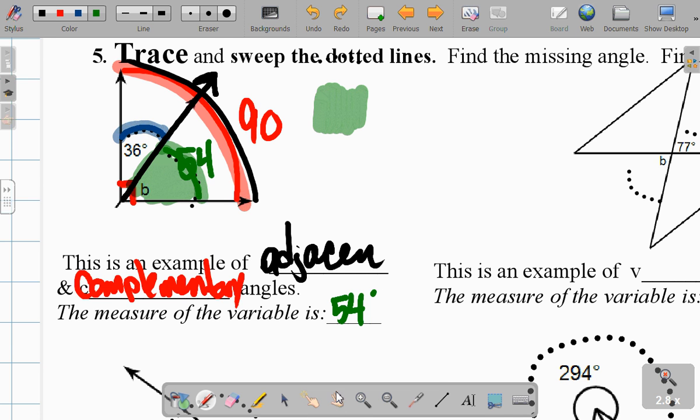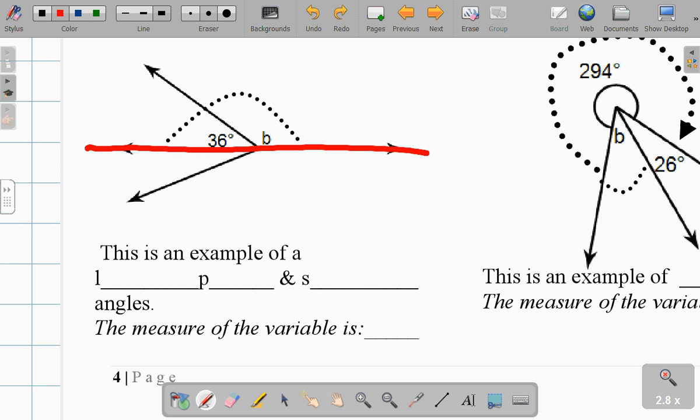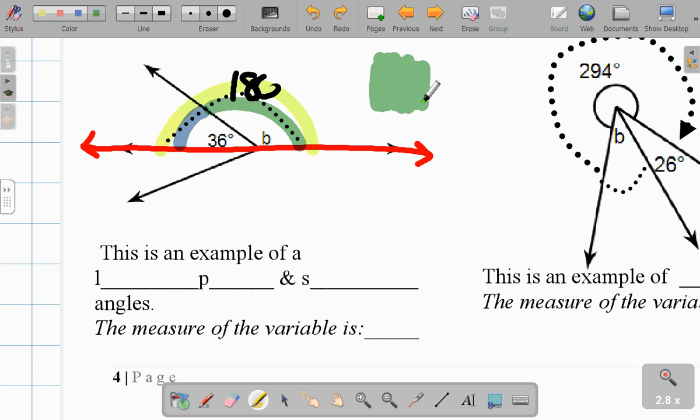We'll do one more. Let's do the one right below it. I'd like you to just physically trace that line. I have it red up here. Physically trace that. Ready? I'd like you to sweep the dotted line. Okay, out loud, the yellow is how much? Okay, ready? I'd like you to sweep the 36 and sweep B. Without saying anything out loud, you've got 20 seconds to find B. Go. I will land on someone in 20 seconds.